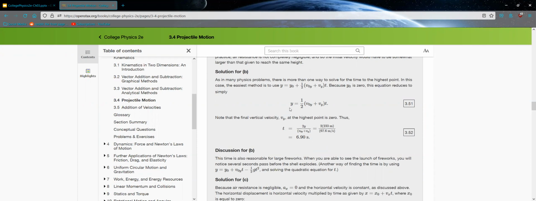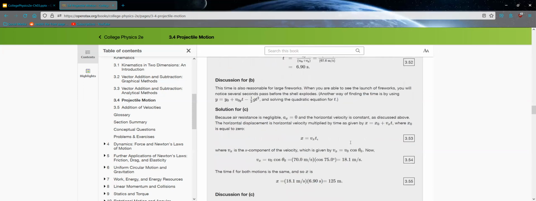So we find an equation that has a y naught, a v naught in the y direction, a v in the y direction, things we all know, and a t. Rearrange to solve for t, and we get 6.9 seconds. Excellent. Okay.